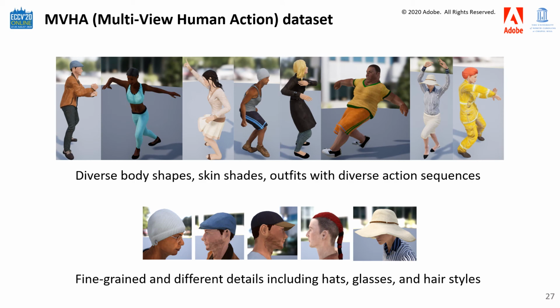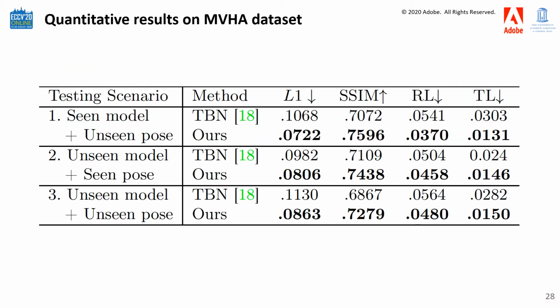To facilitate the training, we collected a synthetic human performance dataset, including diverse appearance and action sequences. We compared with the volumetric representation-based method on our MVHA dataset with three testing scenarios, which are seen models with unseen poses, unseen models with seen poses, and unseen models with unseen poses during training. Our method outperforms on all scenarios.